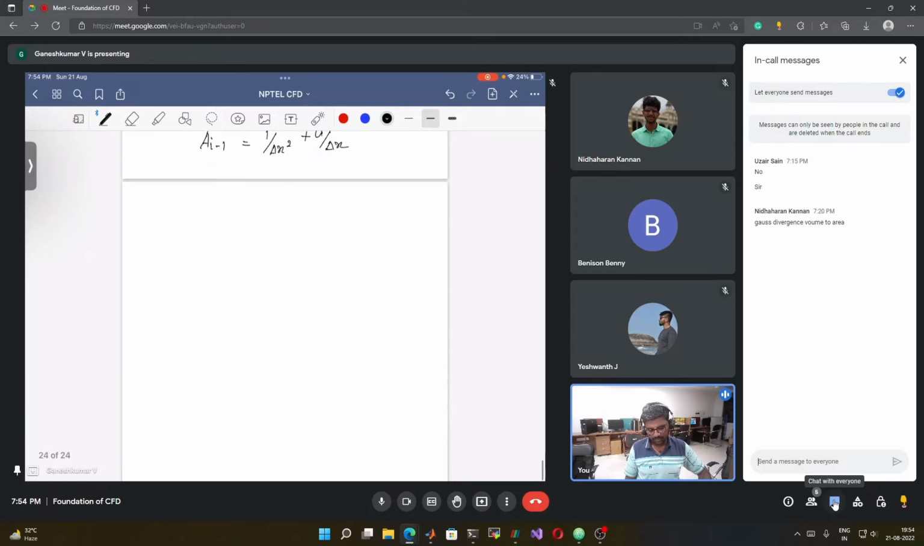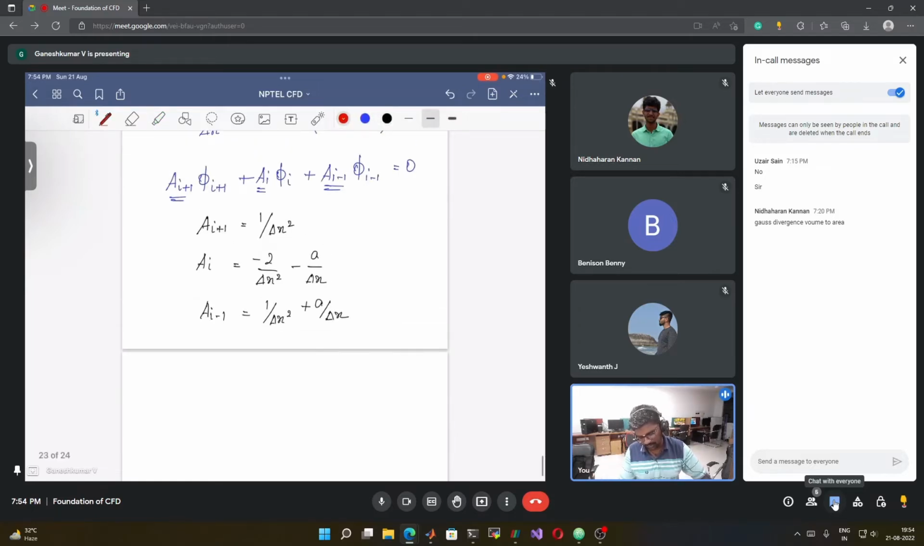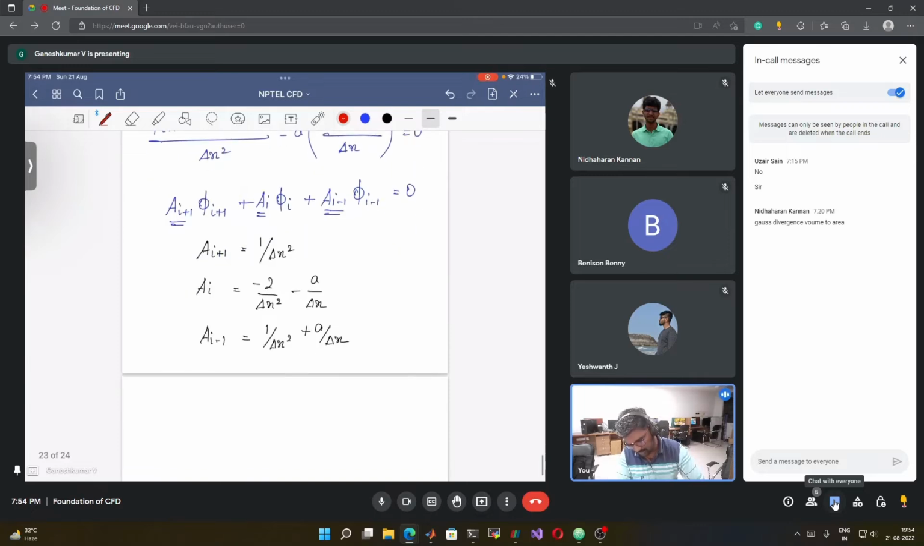So if you want to solve this, how are we going to solve it? It was a differential equation. This whole thing is your discretized equation.